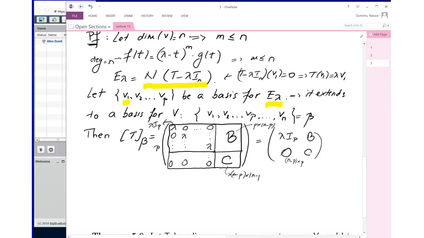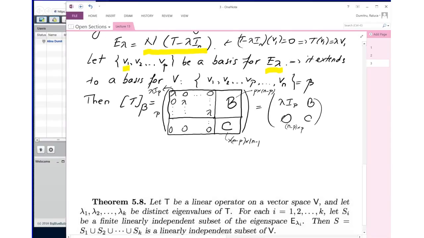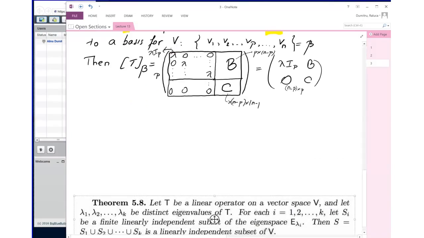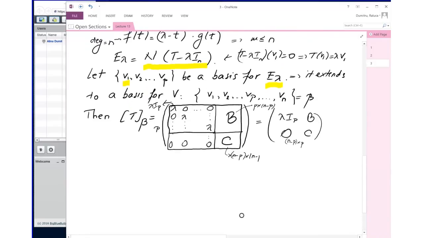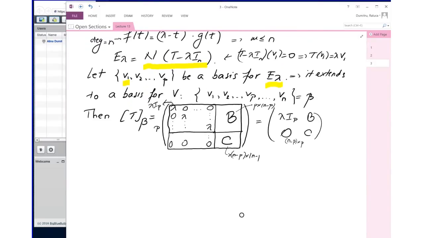Okay, so the matrix of T in the basis beta is what is called a block matrix, and it is a diagonal block matrix. It has lambda identity and C on the diagonal and B on top. But again, those letters are not numbers, they are matrices.